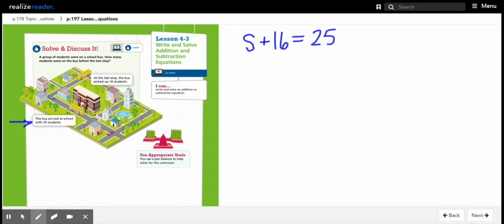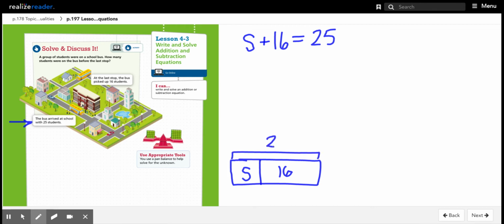Now, let's maybe just draw a little bar model here to see if this makes sense. There were a group of students on the bus. I called that group of students S. Then we said 16 more students got on the bus, and by the time they got to school, there were 25 students on the bus. So now we want to solve for S. We will have S plus 16 equals the 25.